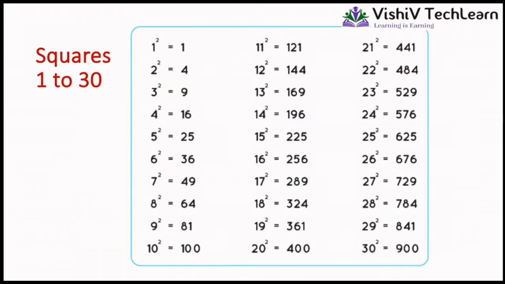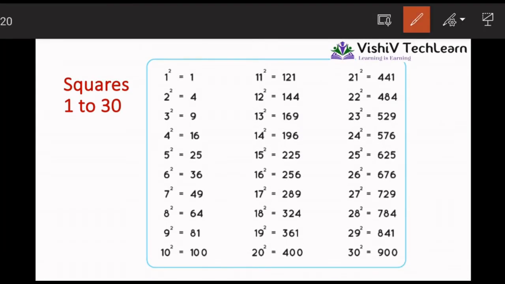Now let's go to the next part. The next table is squares 1 to 30. So as you can see here, square of 1, square of 2, square of 3, and so on. Square of 2 is 4, square of 3 is 9, and square of 4 is 16, and so on. So these many squares you need to remember somehow.